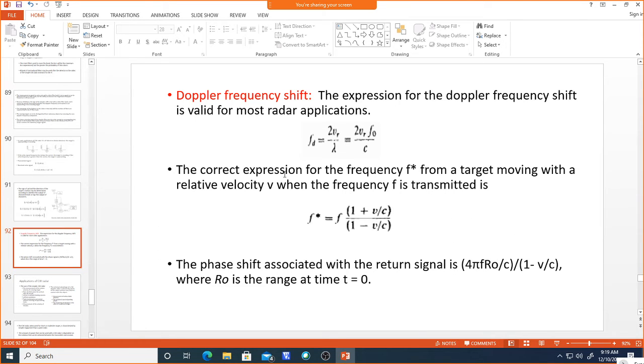So this is about how we can detect the target movement with respect to Doppler frequency whenever you transmit the signal in continuous form. So this is about the simple continuous wave radar, how we can detect the target movement from the radar receiver, whether it is receding or approaching.